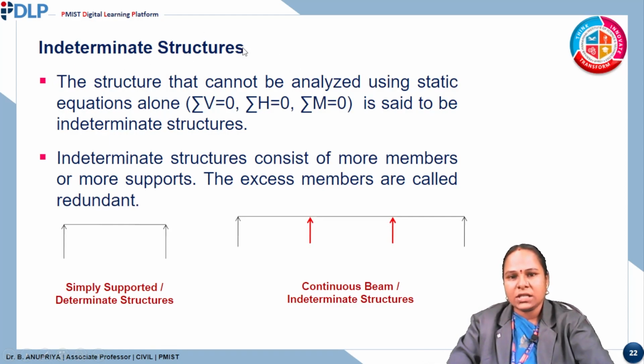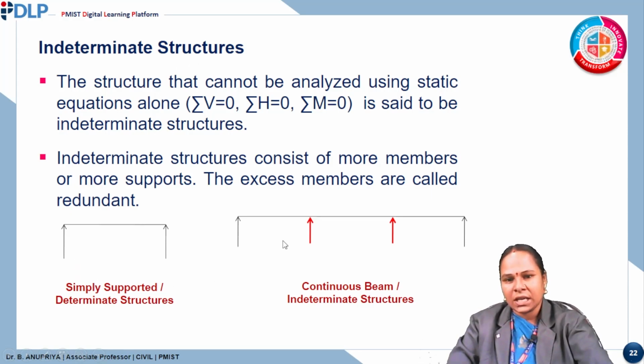In an indeterminate structure, the structure cannot be analyzed only by using the static equations. That is, sigma V, sigma H, and sigma M equal to 0 alone, with these static equations alone, we cannot analyze the structure. Then it is called an indeterminate structure.